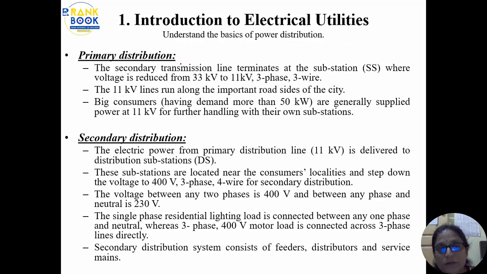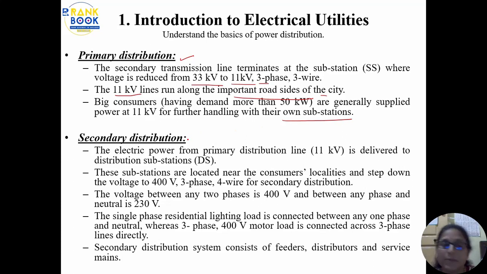So in case of primary distribution, we can majorly observe the voltage reduced from 33 kilovolts to 11 kilovolts with respect to 3 phases, and this 11 kilovolts lines run along important roadsides of the city, and big consumers, they have the demand over 50 kilowatts, are generally supplied power at 11 kilovolts for further handling with their own substations.